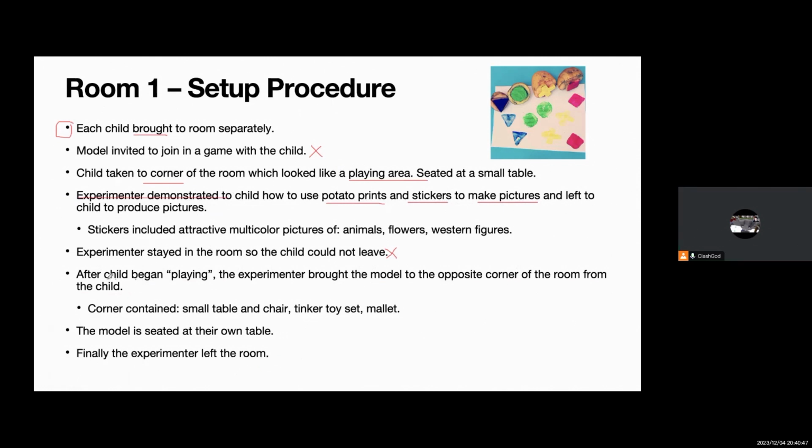And after the child began playing with these potato prints and stickers, the model is brought to the opposite side of the room from the child. After that, the model is seated at their own table, and the experimenter leaves the room. So that's generally the process of the room 1 setup procedure.